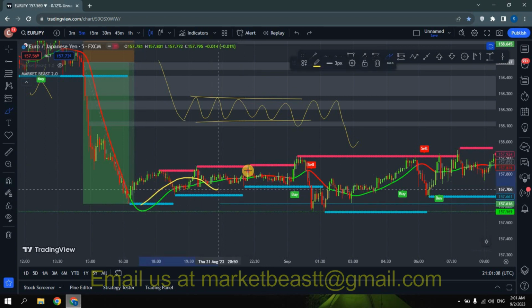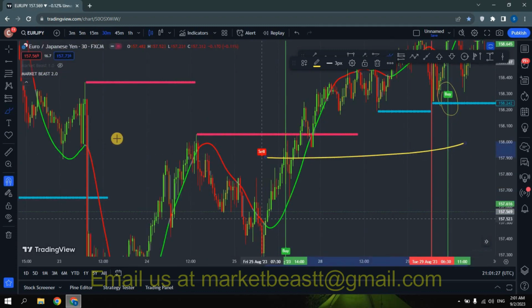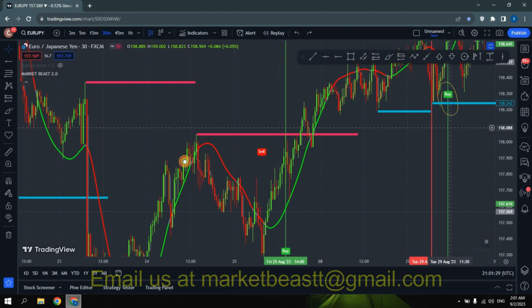Till here we were not getting any signals. We know we are in a consolidation phase, so we are not going to take the next few trades for a while. We got the buy signal. Of course we are not going to take this because we are in a downtrend on 30-minute time frame. Let me show you what I mean by 30-minute time frame downtrend.